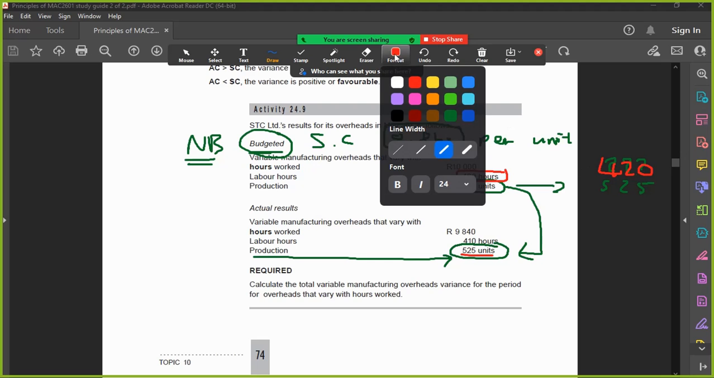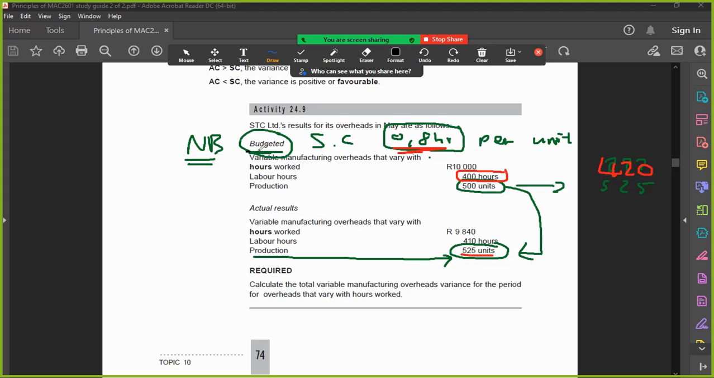Okay, because remember, you're taking what you had here in terms of your budget and you're trying to create a new, in inverted commas, budget based on the current production. Do you see that? Yeah. Okay, does that make sense? Yes. Okay, all right.